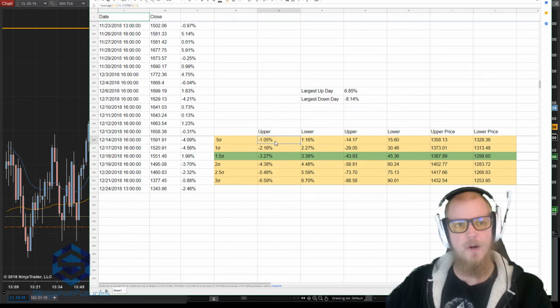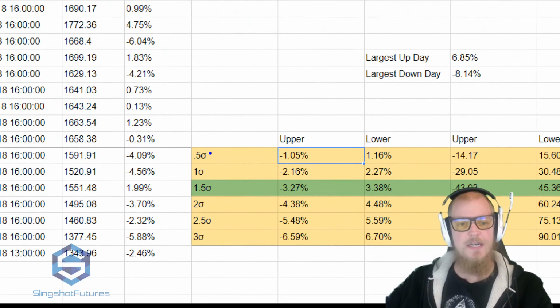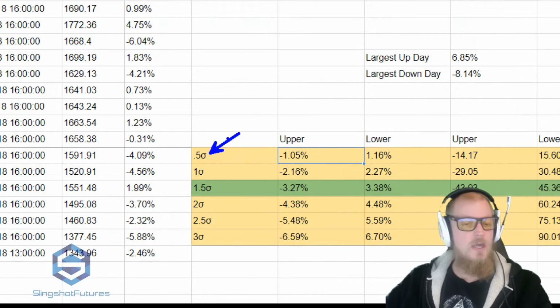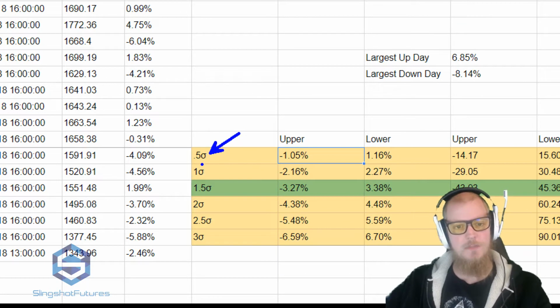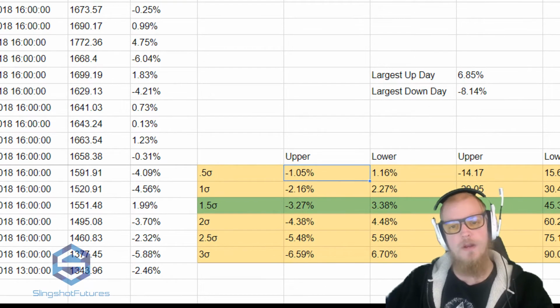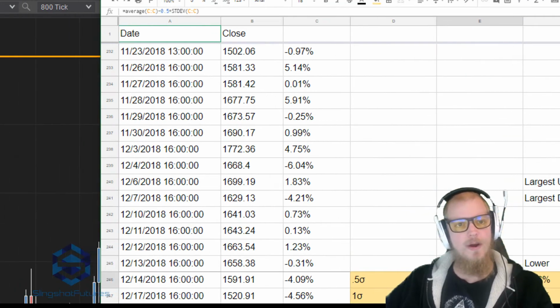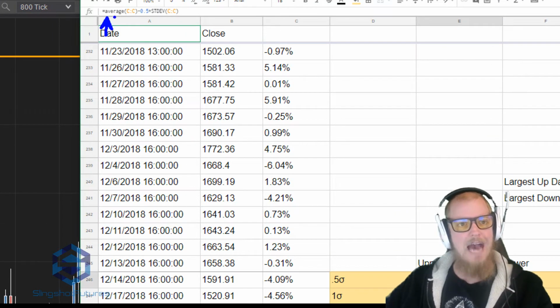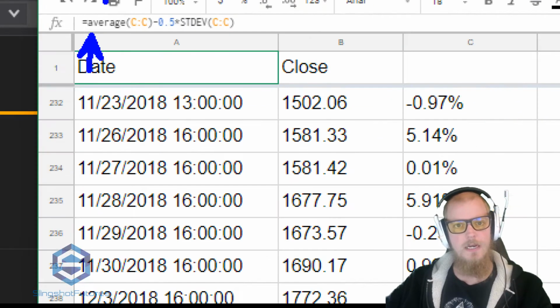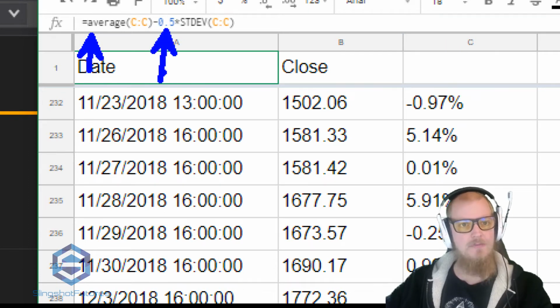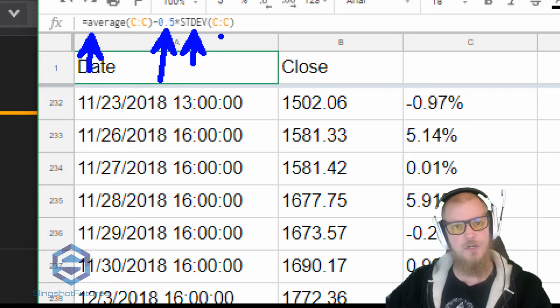So first of all, we want the upper. And what we need to do here is figure out the deviation size that we want so that we know the calculation, right? So in this case, 0.5 deviation is what we're looking for. Okay, now that we know that we are looking for a 0.5 deviation, we're looking to calculate the upper deviation. So we want to go in here and we want to say equals average. Let me zoom in here. A little too close. Equals the average of C, so the entire C column, minus 0.5, right, a half deviation, minus 0.5 times standard deviation of C.